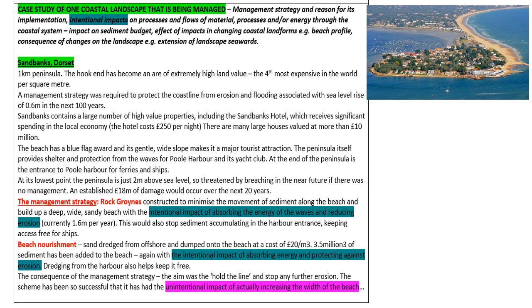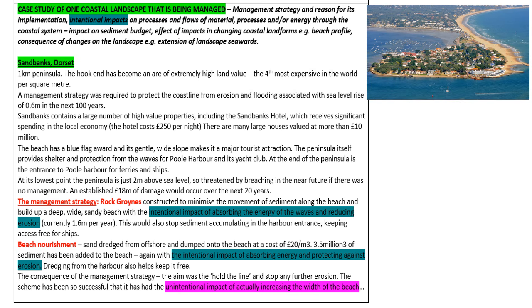The intention being to absorb the energy of the waves and therefore reduce erosion, which is currently 1.6 metres per year. It would also stop the sediment accumulating in the harbour entrance, keeping access free for the ships. They're also going to carry out beach nourishment, which is where they dredge the sand from offshore and dump it onto the beach, costing £20 per metre cubed. Again, the intention is to absorb the energy and protect against erosion. And dredging from the harbour also helps to keep it free of sediment.